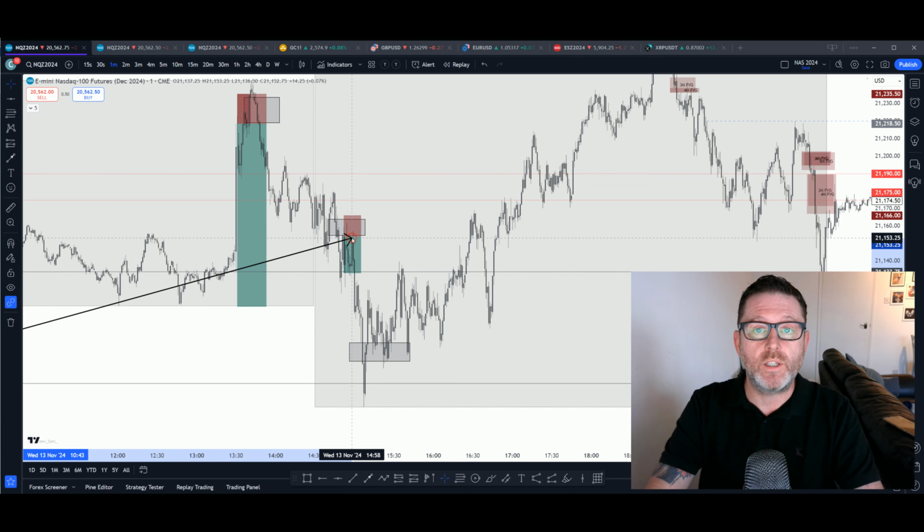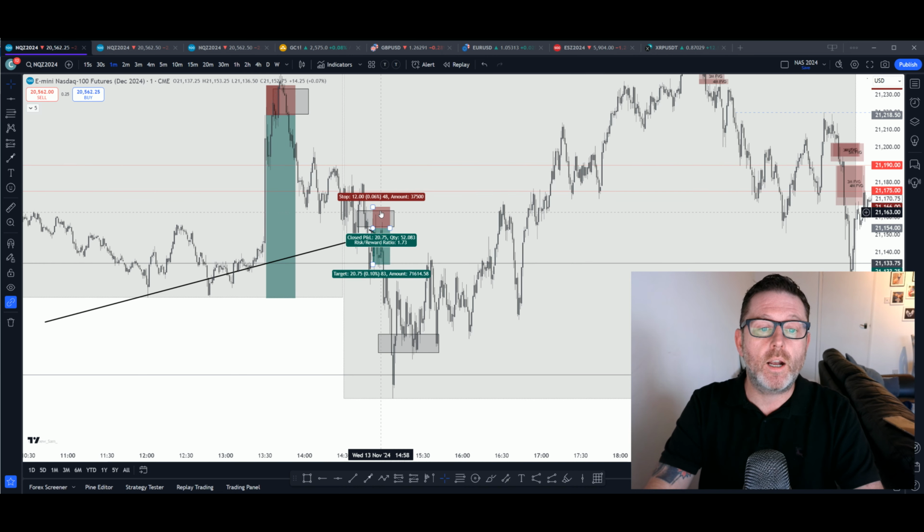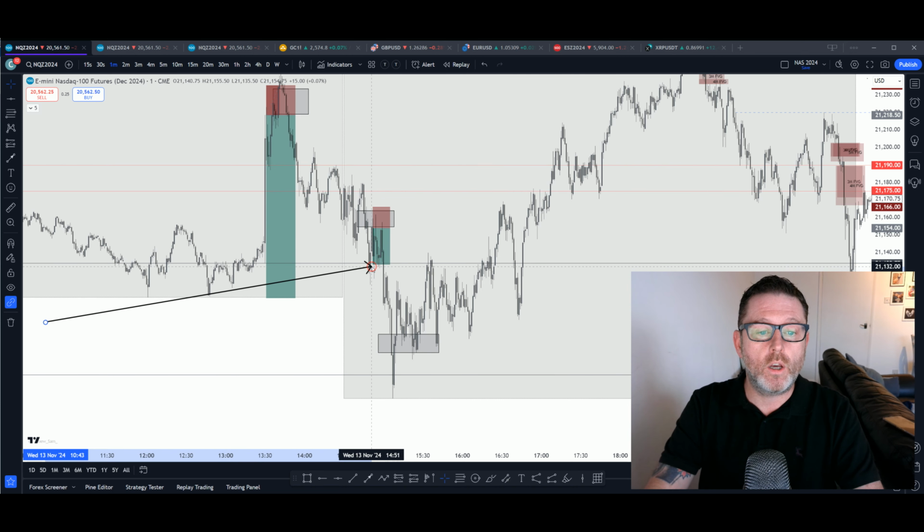Same thing for this. It's an inversion setup. If you get a close above this fair value gap, you would then be out of the trade. Obviously, we didn't. We were targeting the news low, which is just here. Once we hit the news low, then got out of the trade.